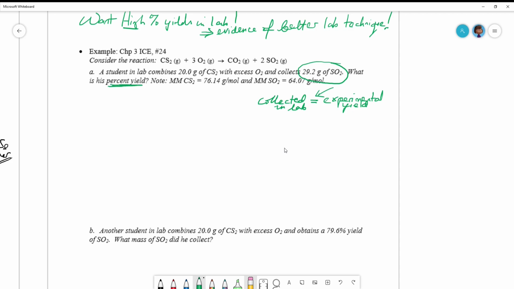To get the percent yield, we need both the experimental yield, which we have, but we also need the theoretical yield. So how are we going to get the theoretical yield? We calculate that via stoichiometry, a classic mass-to-mass stoichiometry calculation, using our limiting reactant, which we know is CS2. So we're going to do mass to moles, 1 mole of CS2 for every, well, the molar mass of CS2 supplied in the problem, 76.14 grams.